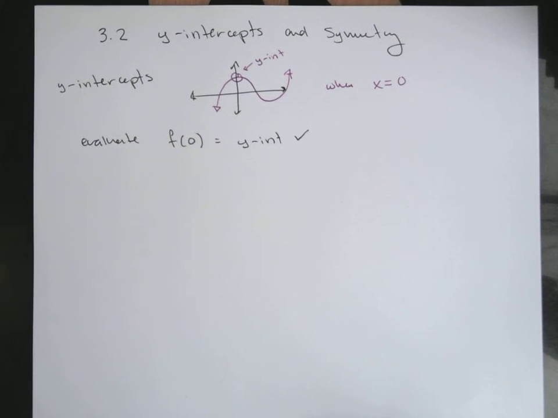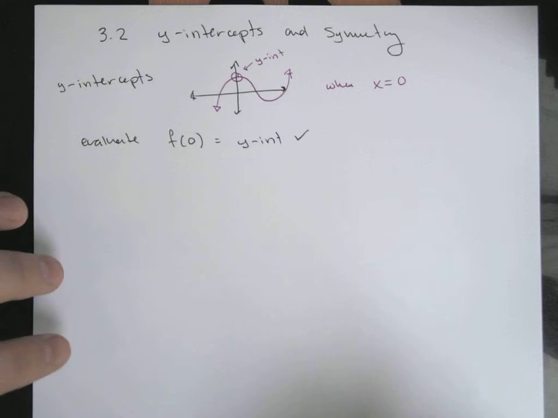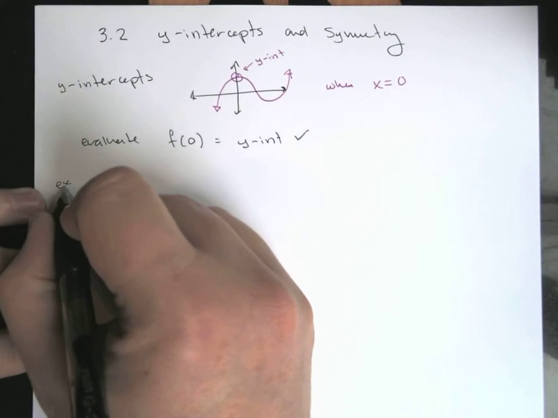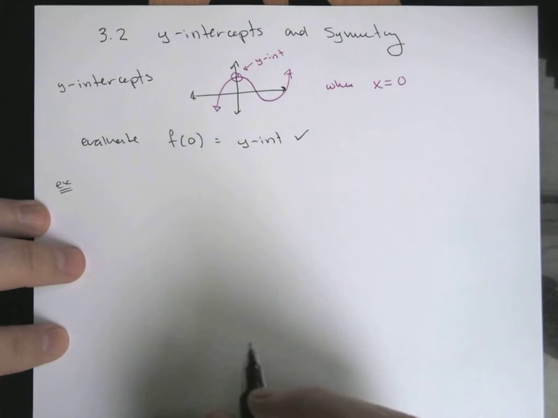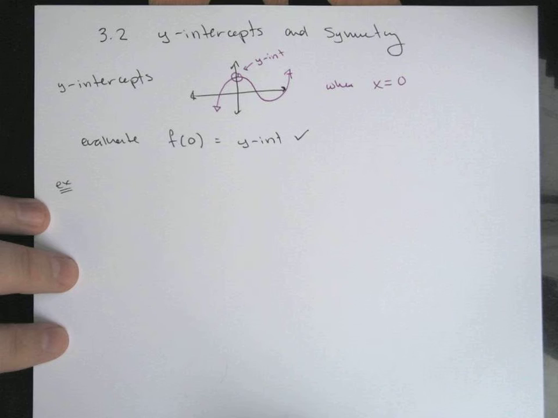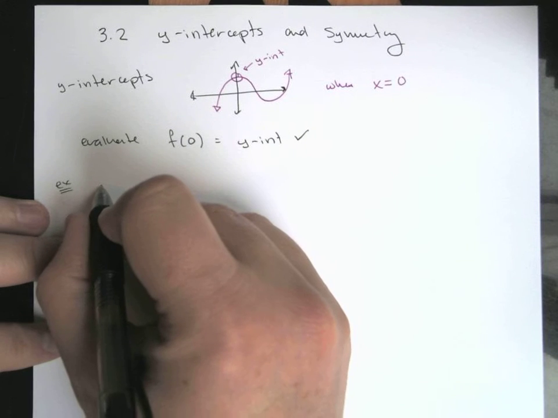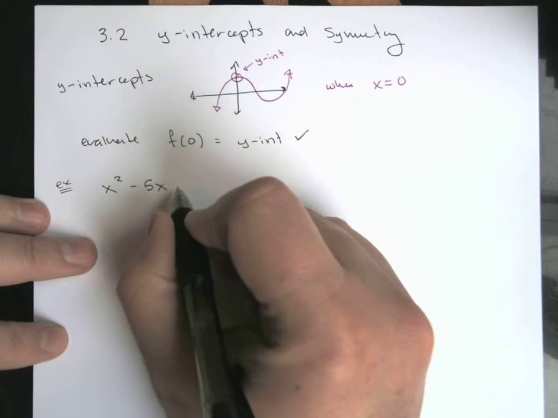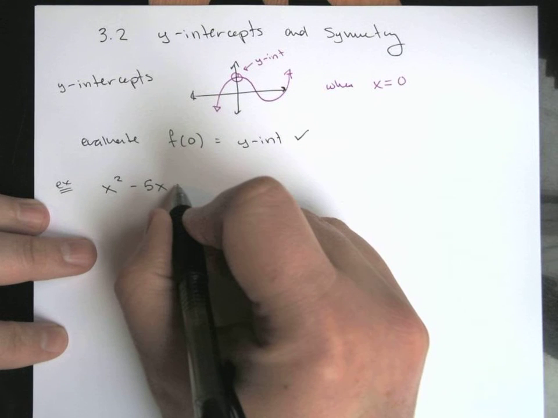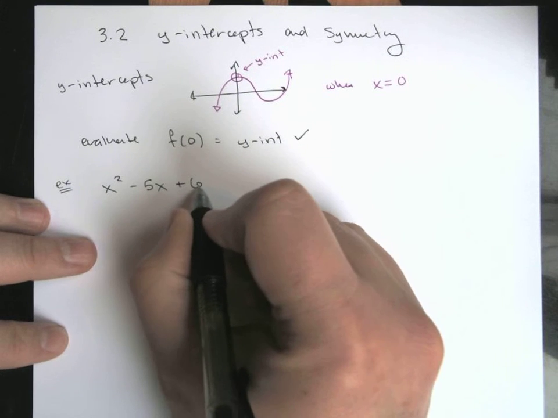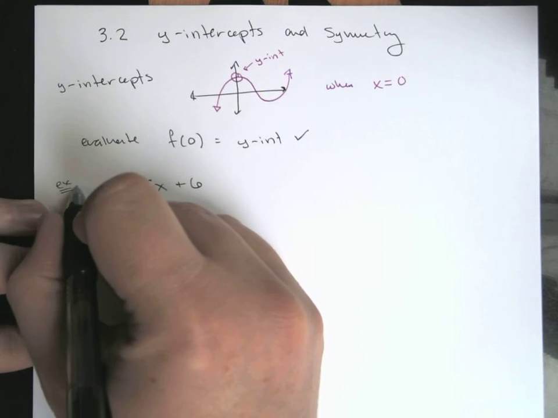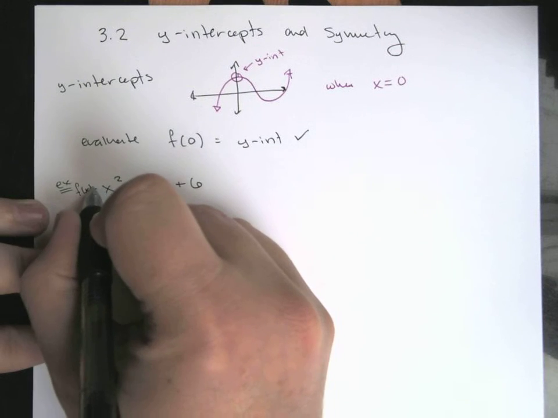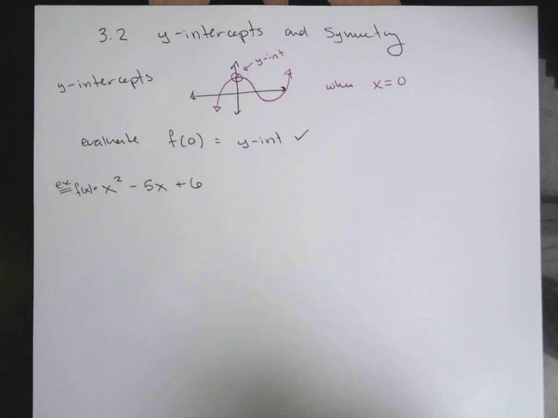Let's just do two quick generic ones. We'll do one that's unfactored and one that's prefactored. How about x squared minus 5x plus 6? This is similar to one that we did before. So that's our f of x.